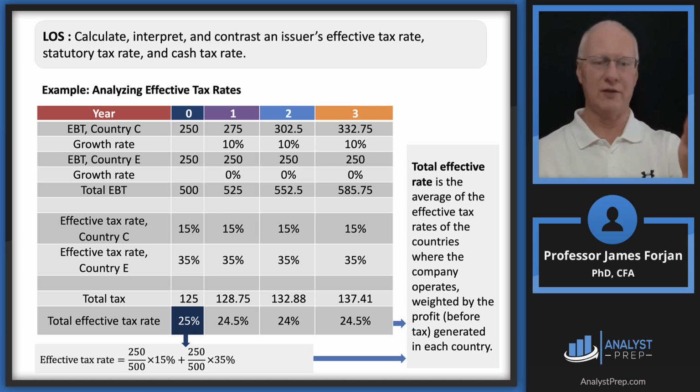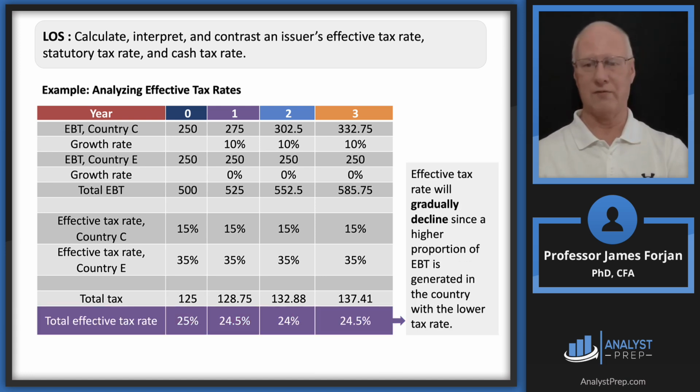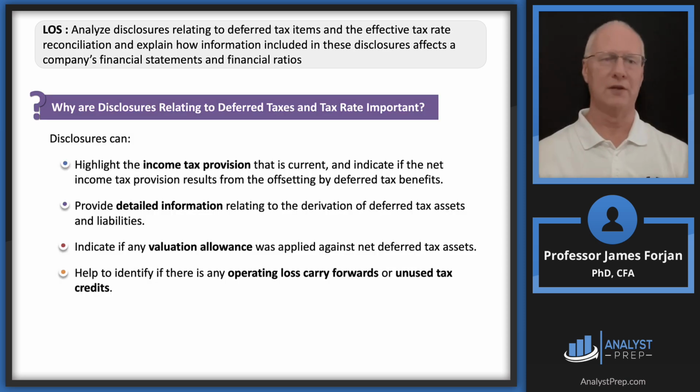Now in the first year, it's 250 and 250, so it's just 1/2, right? Times 15 and 35, that gets us 25. But then what do we have? We have different numbers. So 275 over 525, 250 over 525. Now we've got 24.5, and then we've got 24. So there's a gradual decline since a higher proportion. And this goes back to our conversation of weighted average cost of capital. The underlying math is still the same.